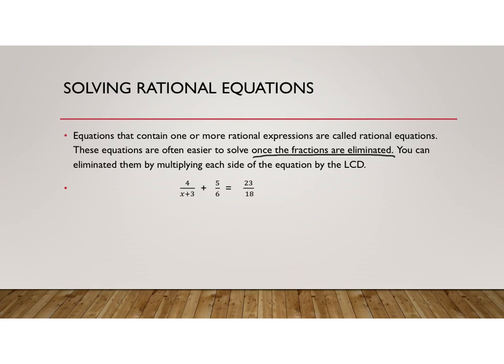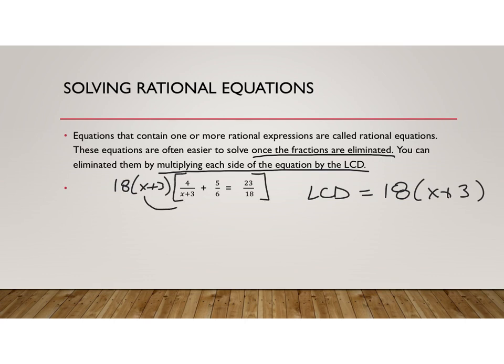So how are you going to eliminate them? You're going to eliminate them by multiplying each side of the equation by the least common denominator. In this case, our least common denominator, the least common multiple of 6 and 18, is 18. And then I have a factor of x plus 3. So now I'm going to multiply everything by 18 times x plus 3.